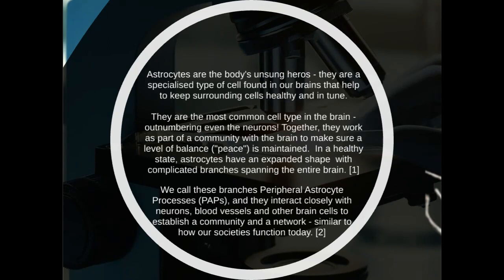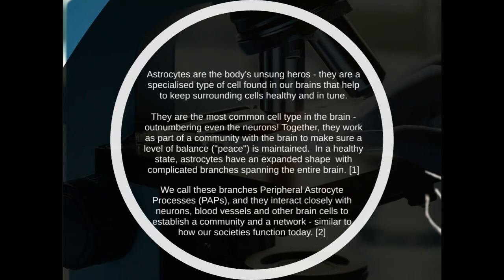They're like a key functional process. They're the most common cell type in the brain, and they even outnumber our neurons, which are one of the most popular cells that people know about. And they work as part of a community within our brains to make sure that there's a level of balance, or even labeled as peace, that is maintained.